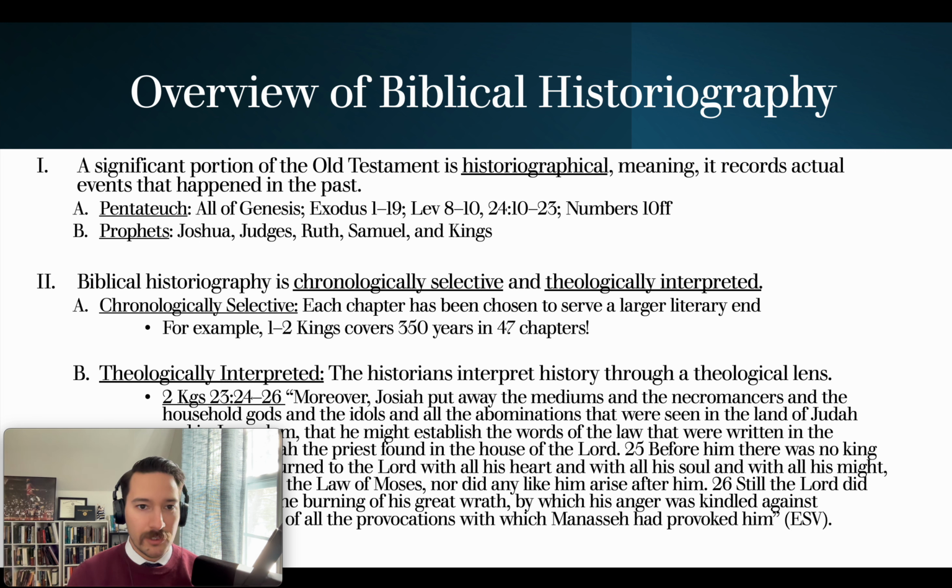The first one is that biblical historiography is chronologically selective. You can see it's chronologically selective and theologically interpreted. But first, it is very chronologically selective. And here's what I mean by that. Each chapter has been chosen within a historiographical work to serve a larger literary end.